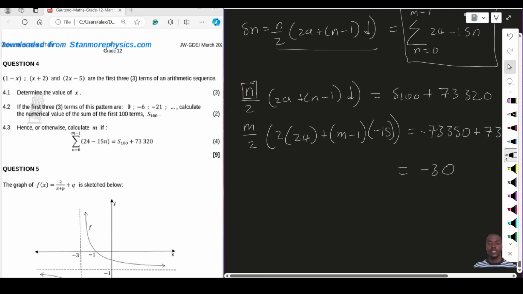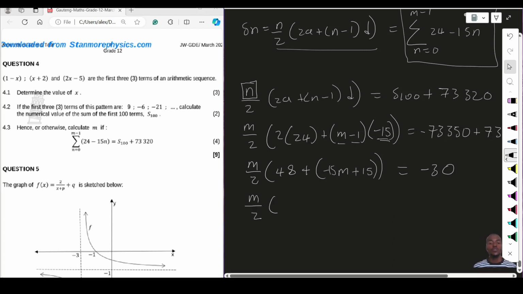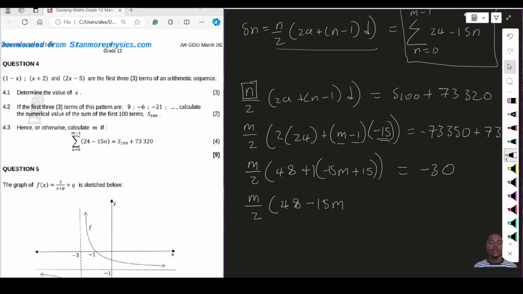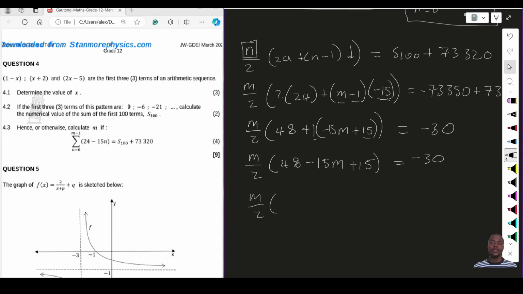Then let's work on the left side. So you're going to say m over 2, 2 times 24 is 48, plus minus 15 times m, it's minus 15m, minus 15 times minus 1, it's plus 15. So you'll say m over 2, then 48. Then now you know there's a silent 1 there. 1 times minus 15 is minus 15m, 1 times 15 is plus 15. This is equal to negative 30. From there, you're going to say m over 2, 48 plus 15. What does it give us? It gives us 63 minus 15m. This is equal to minus 30.